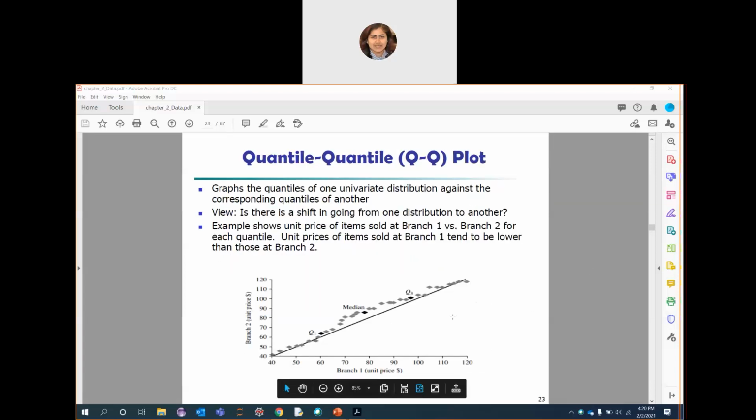Next, moving over to the quantile-quantile or QQ plot. This type of graph has different quantiles of a certain type of distribution against the corresponding quantiles of others. So here, on the basis of this middle line, you can say which one is the first quartile, which one is the median, and which one is the third quartile.